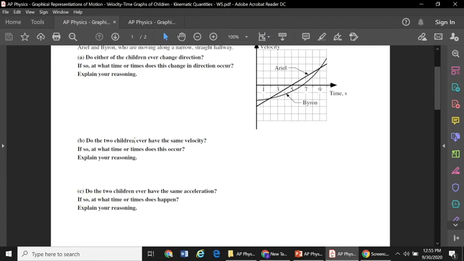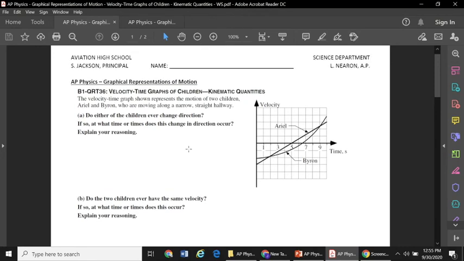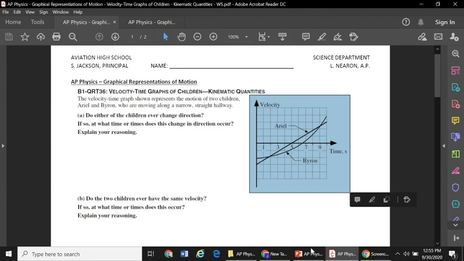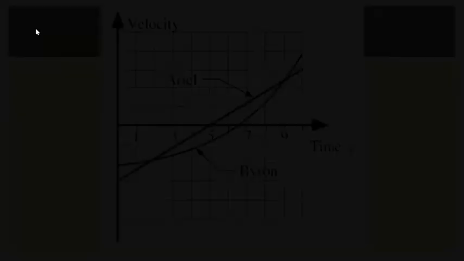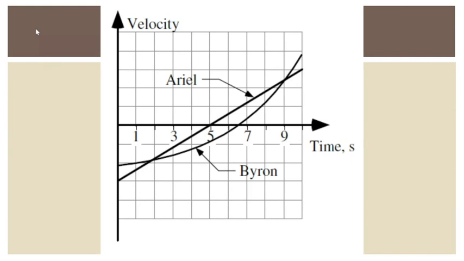And then for C, C says, do the 2 children ever have the same acceleration? If so, at what time or times does that happen? And this one is a bit tricky. So I would suggest we take a look at this more closely. So the first thing you have to ask yourself is, this is a graph of velocity versus time. So how do you get information about the object's acceleration? You get information about acceleration by looking at the slope of a velocity versus time graph.